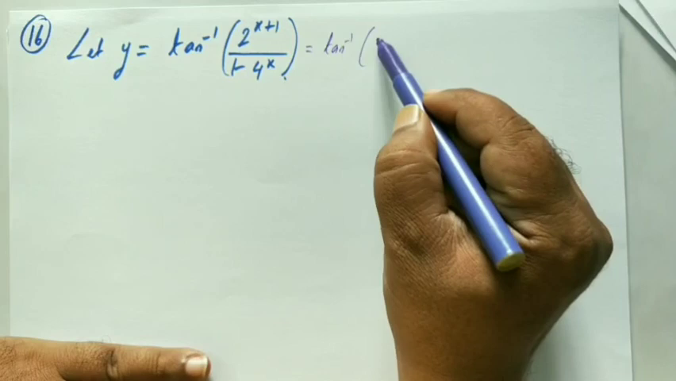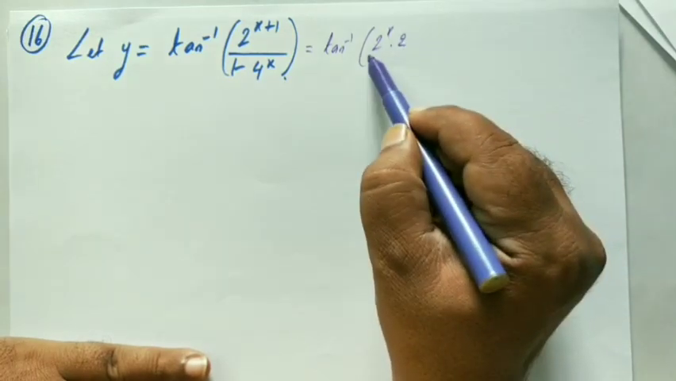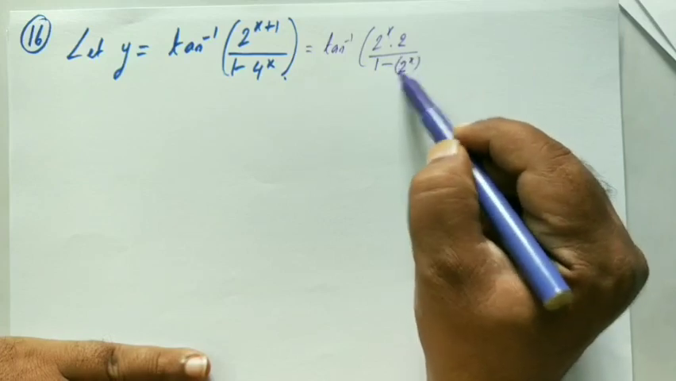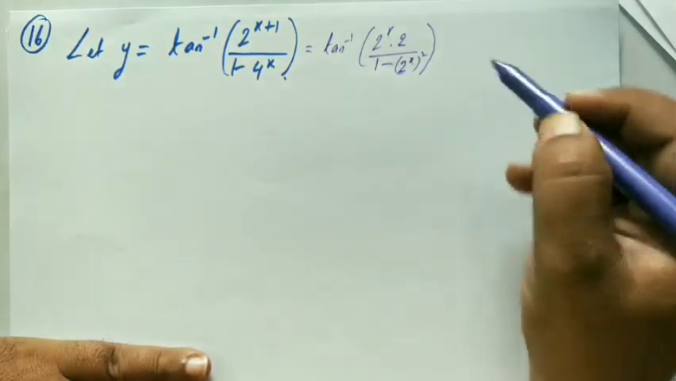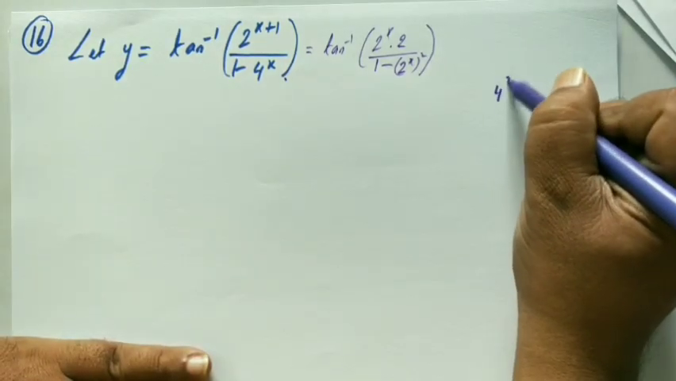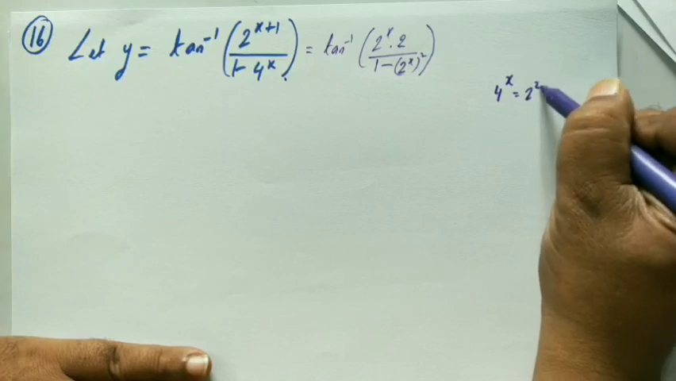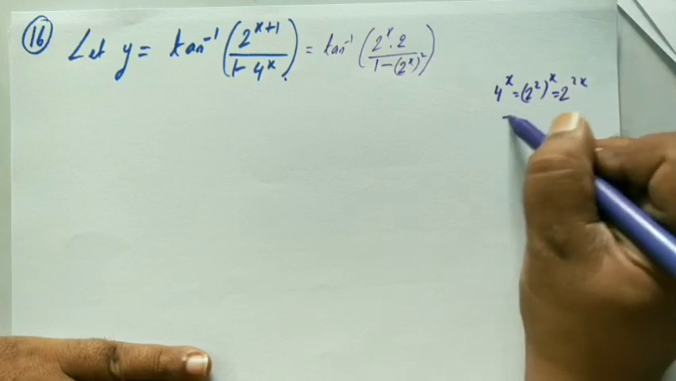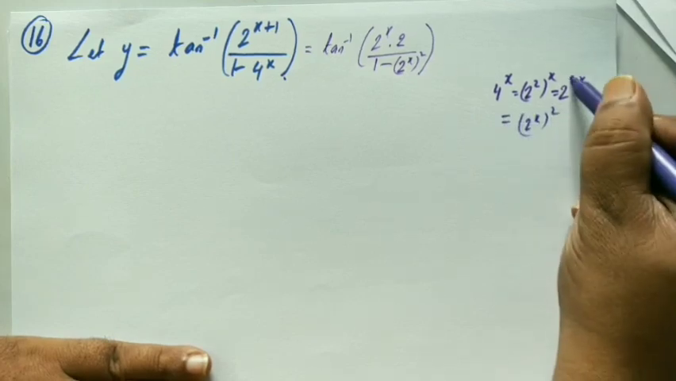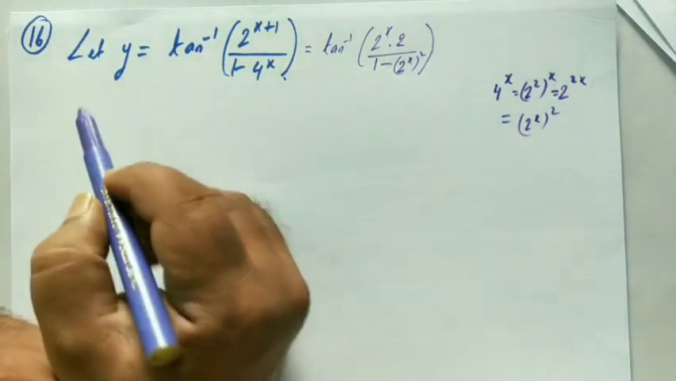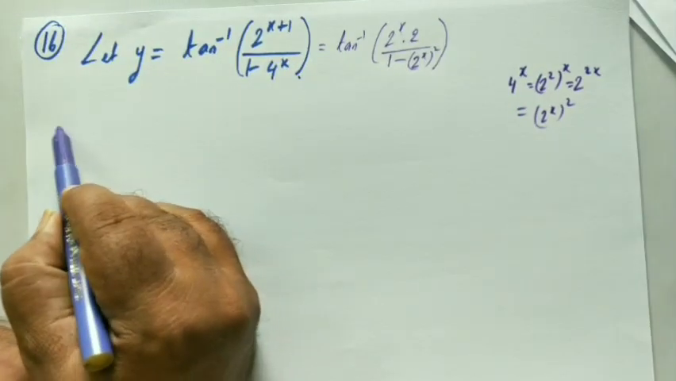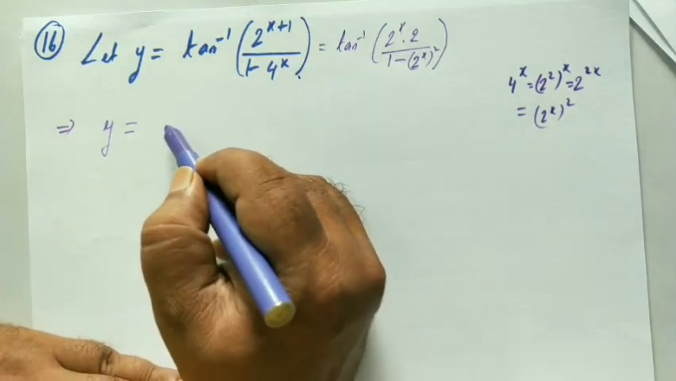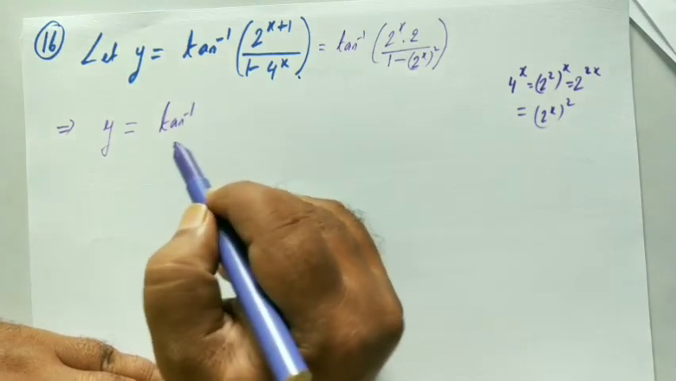Tan inverse 1 minus, this portion is important. 4 to the power x is 2 square to the power x, which is 2 to the power 2x. This can be written as, therefore, y is equal to tan inverse.